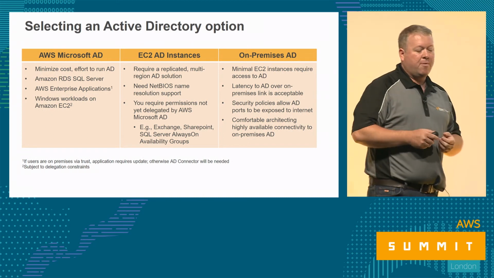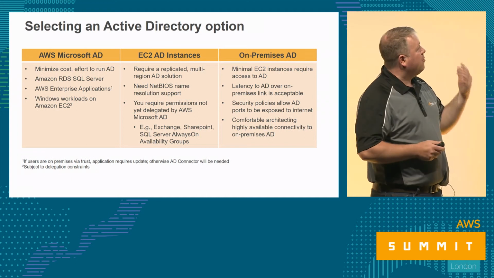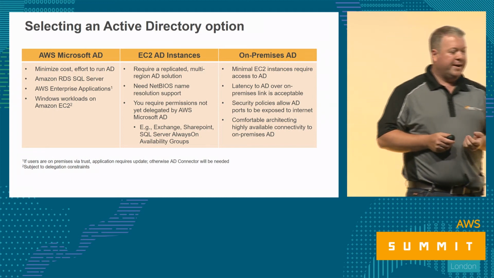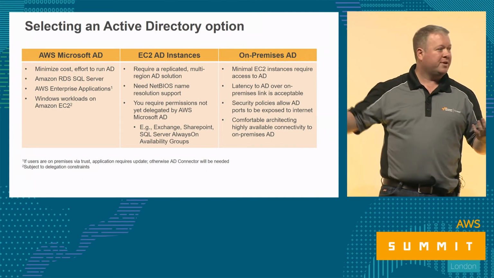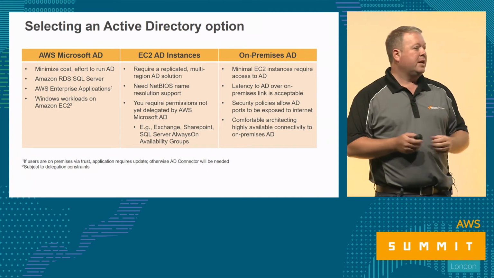And of course, on premises, as we all know, it's minimal. You don't need EC2 instances. The challenge you have there is latency, of course. So depending on where your data center is versus the AWS cloud, there are latency aspects.